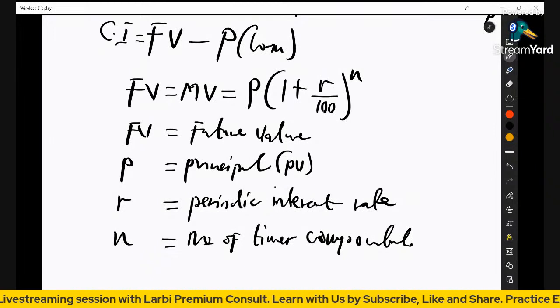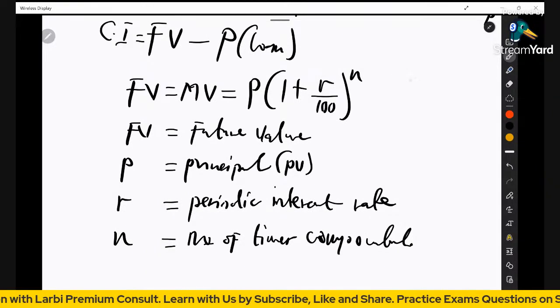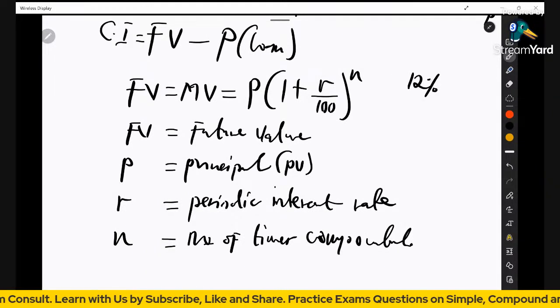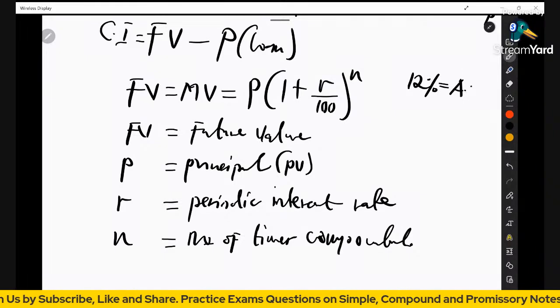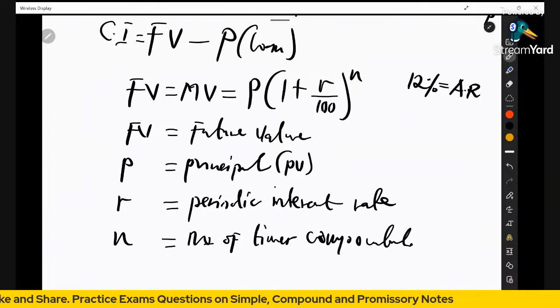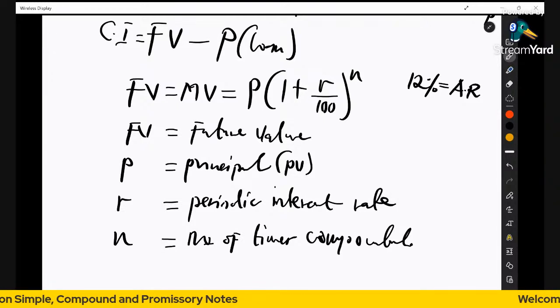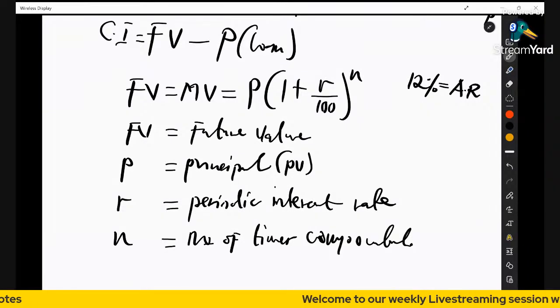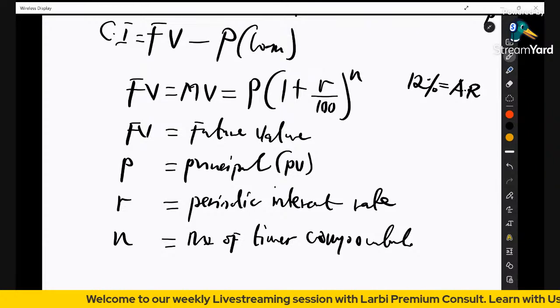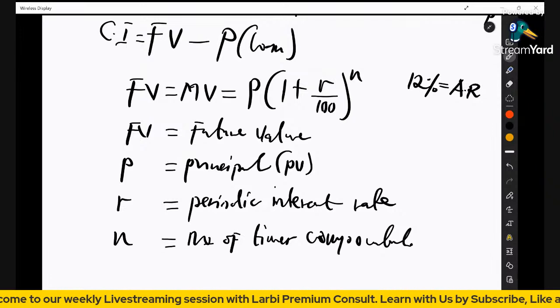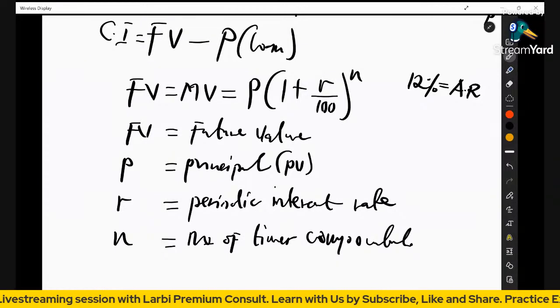Let's say, for example, we're given an annual rate of, let's say, 12%. These are annual rates. So always in the question, you'll be given an annual rate, AR. 12% per annum means that it's an annual rate of 12%. And the question said that based on this arrangement of the loan, it's compounded semi-annually. For every year, you must pay 12%. Now we are compounding semi-annually. You ask yourself, how many semi-annuals do you have in a year? Which is two.